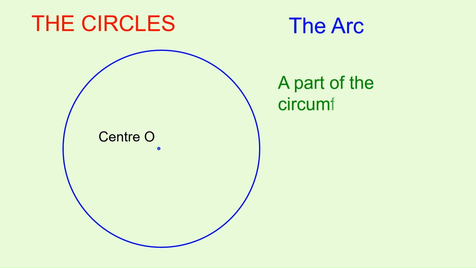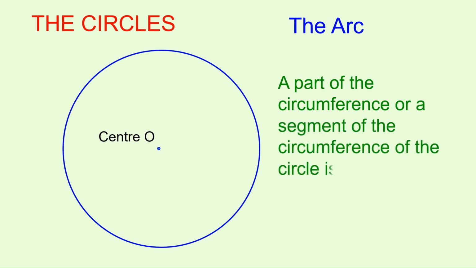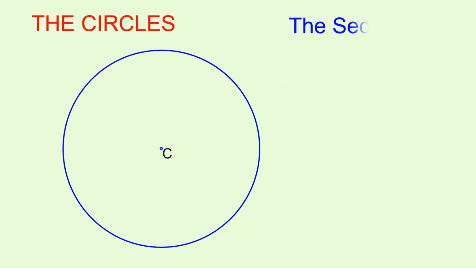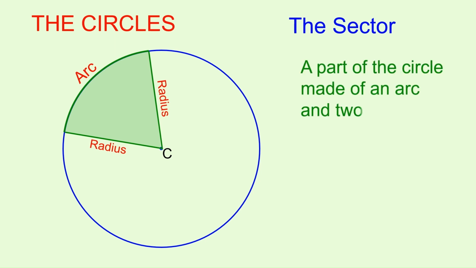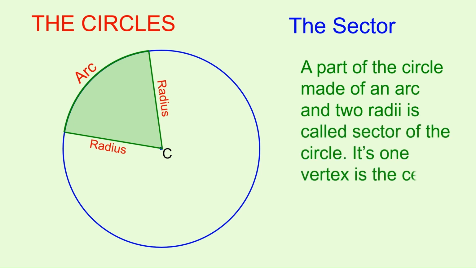The arc, a part of the circumference, or a segment of the circumference of the circle, is known as the arc. The sector of the circle, a part of the circle made of an arc and two radii, is called a sector of the circle. Its one vertex is the center of the circle.